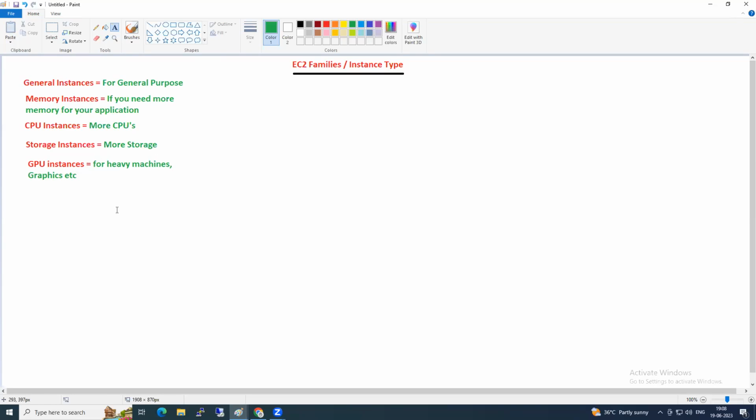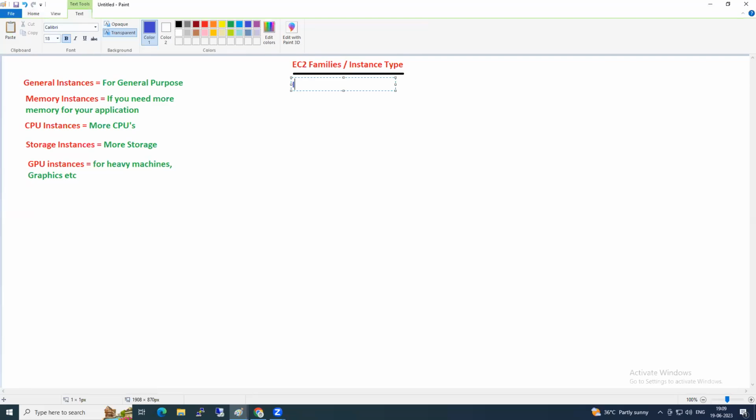Obviously, if you want a laptop, a normal 8 GB RAM is fine. But if you want a laptop to play games, you need a different laptop. Processing should be more, right? In the same way, here also you have different machines. So what is this instance type? How many steps are there to launch an EC2 instance? 7 steps. One of the steps is that you need to select the instance type.